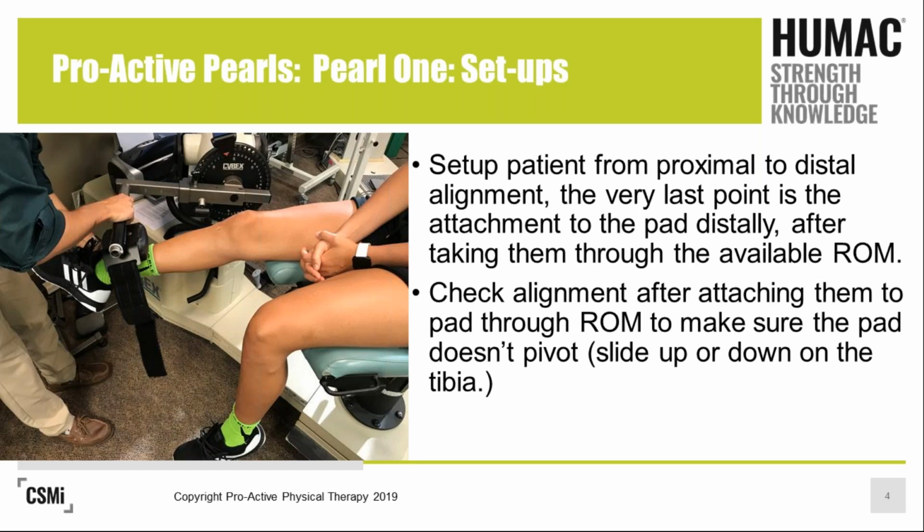And then finally, what I say before we ever attach them is we want to take them up and down through the range of motion, and we want to measure that there's no pivoting, that the pad isn't sliding up and down on the tibia, because if we have the axis of rotation correct, then we know that we're going to have the alignment and everything else is going to be appropriate. So Pearl 1 is always make sure that we're setting the patient from proximal to distal from an alignment standpoint.